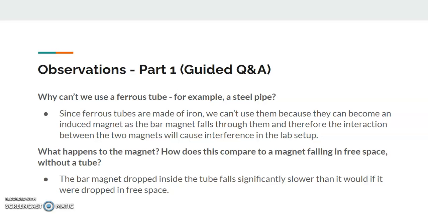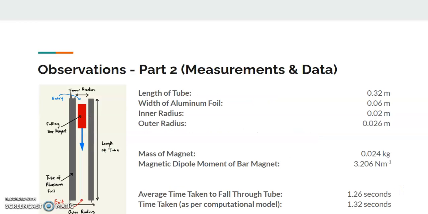What about how a magnet acts when it falls in free space instead of in a tube? I observed that here, a bar magnet dropped inside the tube falls significantly slower than it would if it were dropped in free space. Here, I have labeled the diagram of my experimental setup and listed all the associated measurements and data points on the right of the slide.